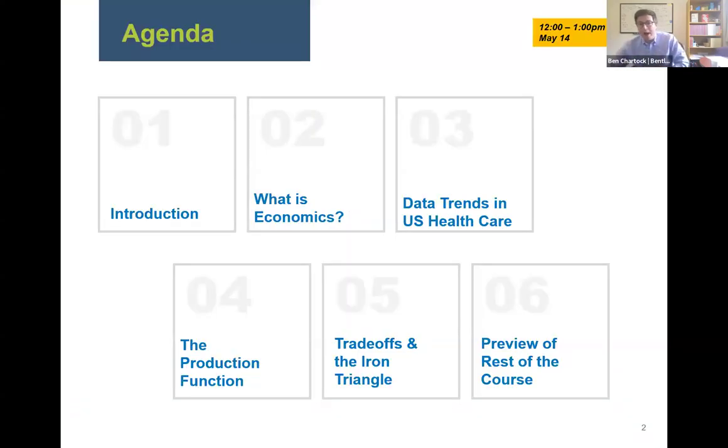Just to give you a roadmap for where I'm going to go over the next 20 minutes or so, I'm going to introduce myself, talk about what I do as an economics professor, go through some trends in US healthcare, although I saw some comments in the chat already thinking about healthcare more internationally and broadly as well, talk about an economic concept called the production function, and then talk about trade-offs, and then show you the way that the syllabus for my course works. What's the arc and the shape of the course of economics in the healthcare program. So let's dive right in.